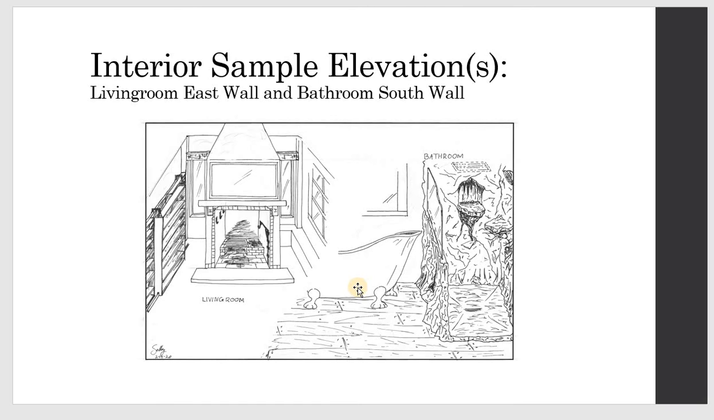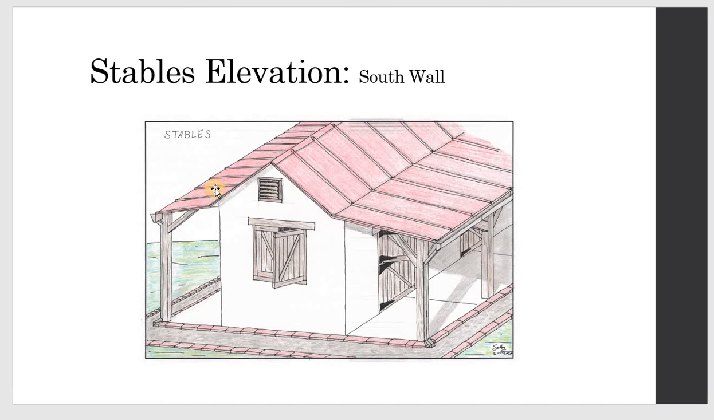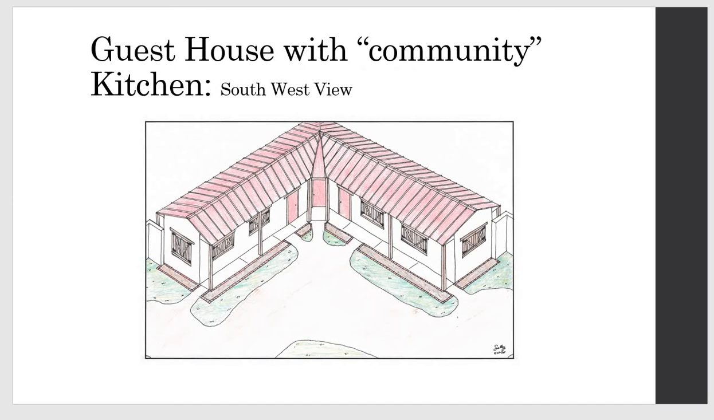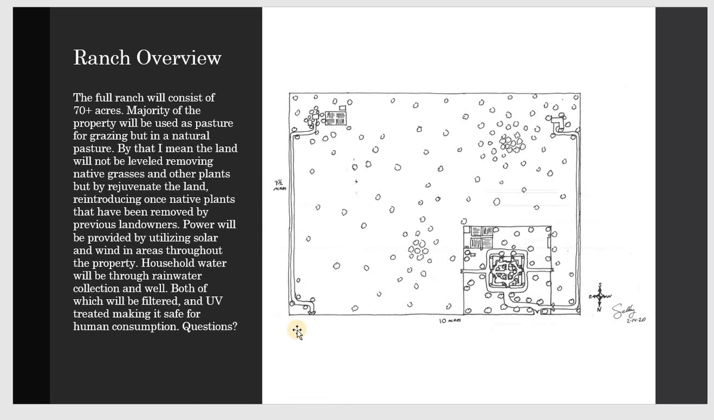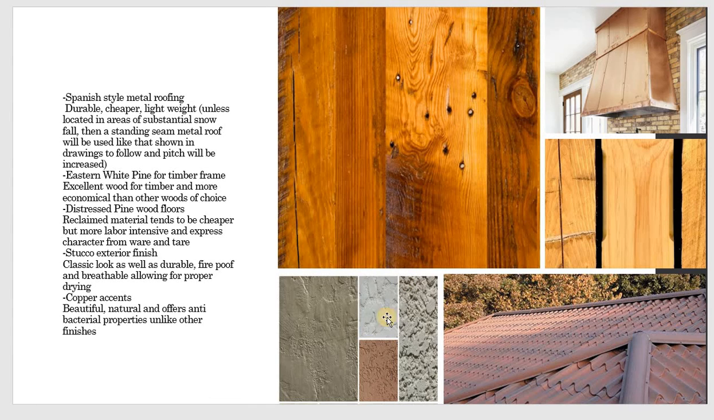This is a form of interior sample for elevation. He shows the fireplace and other things. And this is the elevation for the stable south wall. And this is the guest house, community kitchen. This is an overview of the project with the outside, looking like the ranch. And finally material, which he shares with all of us, the materials used in this project.